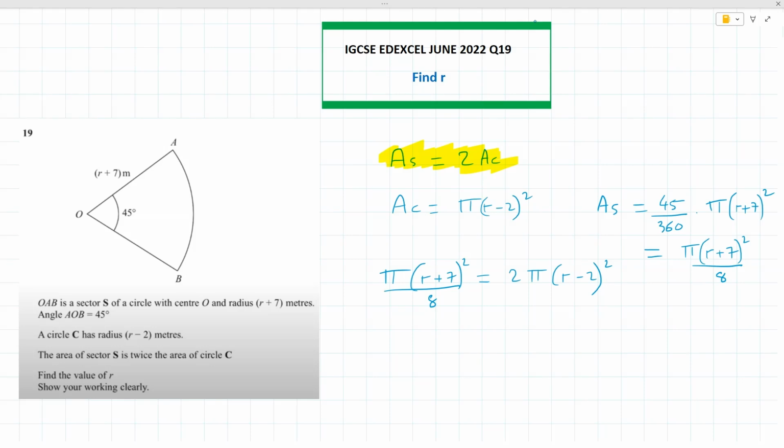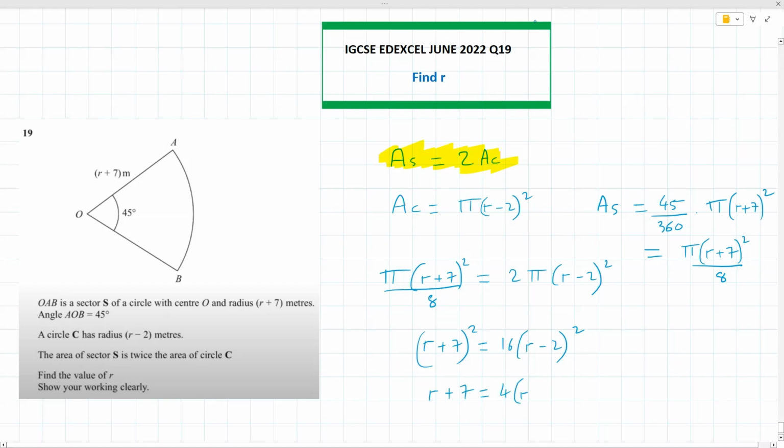Now what you can do here is cross out pi on both sides, so you can divide by pi on both sides, and you can move the 8, which is dividing the left, to the right, so divide is going to become times. So we can say that r plus 7 squared is going to be equal to 16 times r minus 2 squared. And so a nice step here is to square root both sides. So we can say that r plus 7 is equal to 4 times r minus 2.